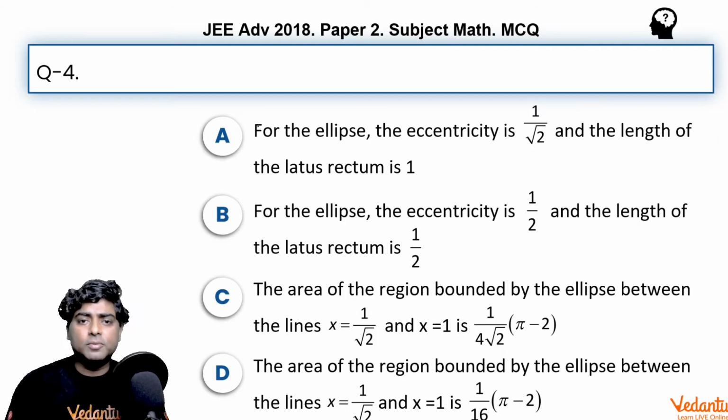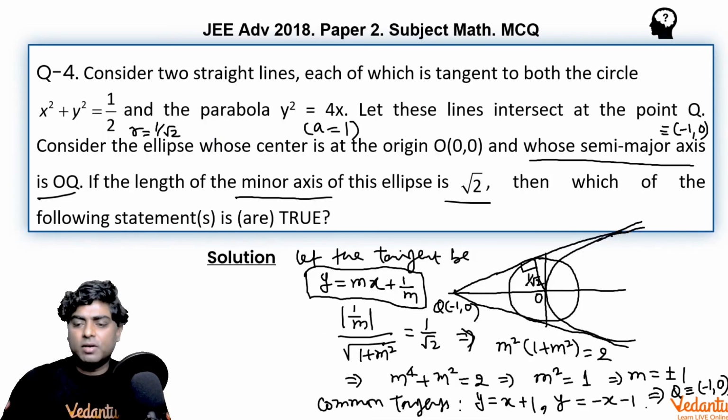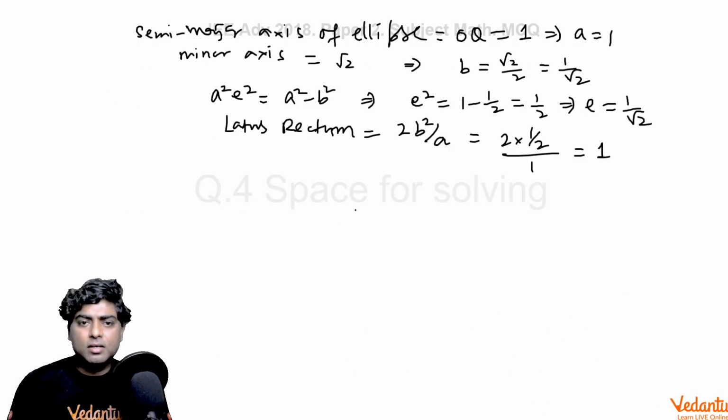If you look at the options, eccentricity 1 by root 2 and length of latus rectum 1, option A must be correct, B is wrong. Coming to option C or D, the area of the region bounded by the ellipse between the line x equal to 1 by root 2 and x equal to 1.